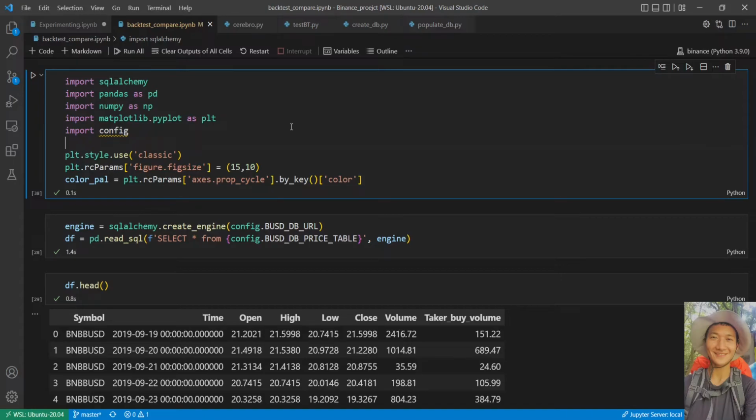I will talk about how I build a trend following strategy from NumPy and Pandas. After that, I will compare the result with two backtesting packages, which are VectorBT and Backtrader. So let's dive in.